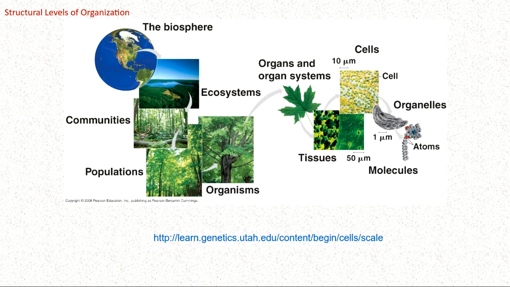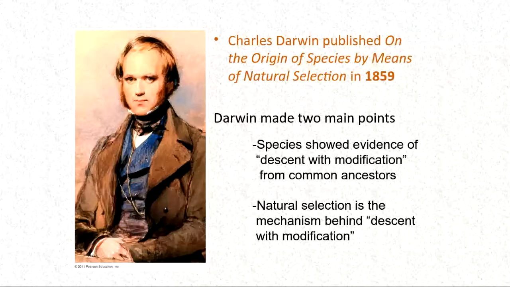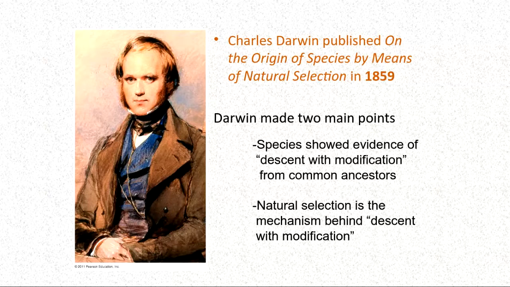We cannot talk about biology without mentioning Charles Darwin. Natural selection, published by Darwin in 1859, is the hallmark of biology. Darwin made two main points. Species show evidence of descent with modification from a common ancestor. Mutation, at this time, we don't even know its existence. DNA, we don't even know its existence; it was based on observation. He said species show evidence of descent with modification, the term that we use right now, mutations, from common ancestors.